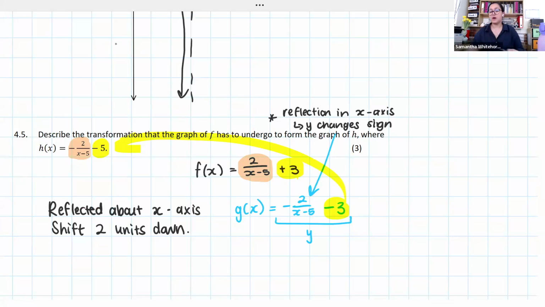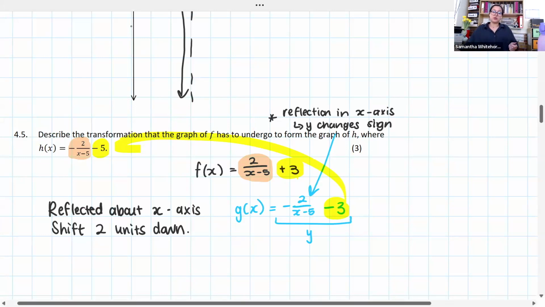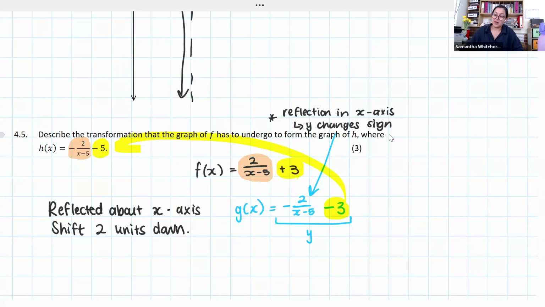So you need to be quite savvy and quite knowledgeable about your transformations and what happens when you transform a graph in order to figure out what's going on. So a reflection in the x-axis, y changes sign. Reflection in the y-axis, x changes sign. Shift up or down, you've been doing that for years.